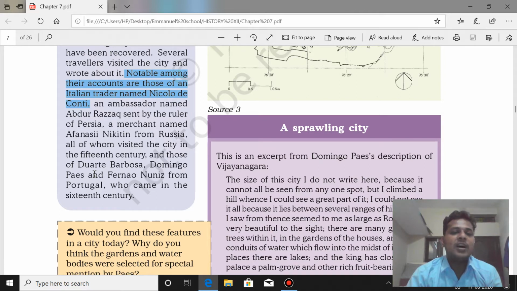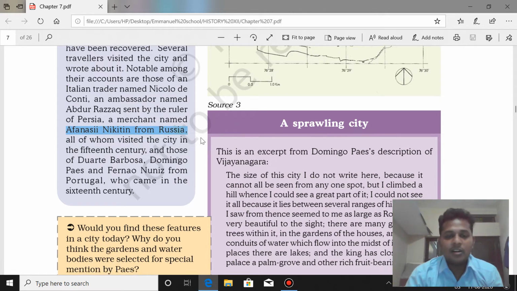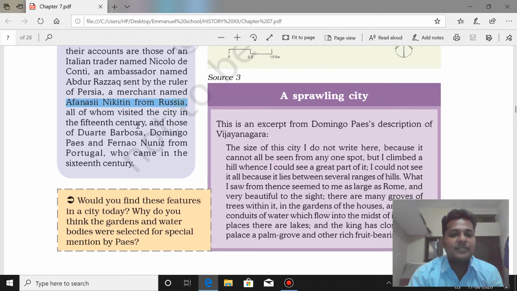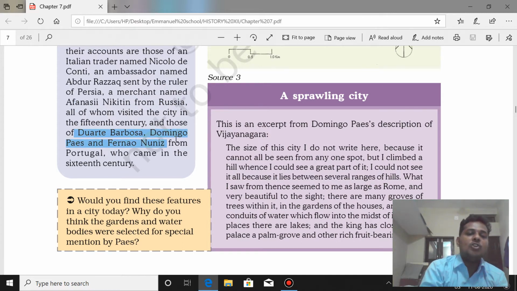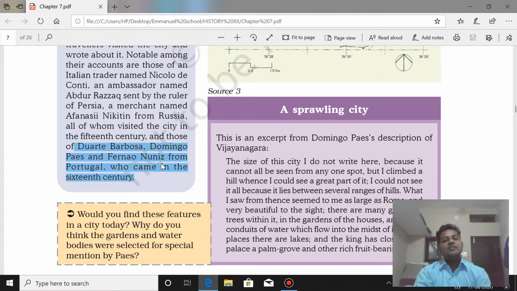An ambassador named Abdul Razak, another very important person, coming from Persia. A merchant named Afanasy Nikitin from Russia, all of whom visited the city in the 15th century. Those of Duarte Barbosa, Domenico Paes and Fernão Nunes from Portugal came in the 16th century. So three in the 15th century and three in the 16th century.